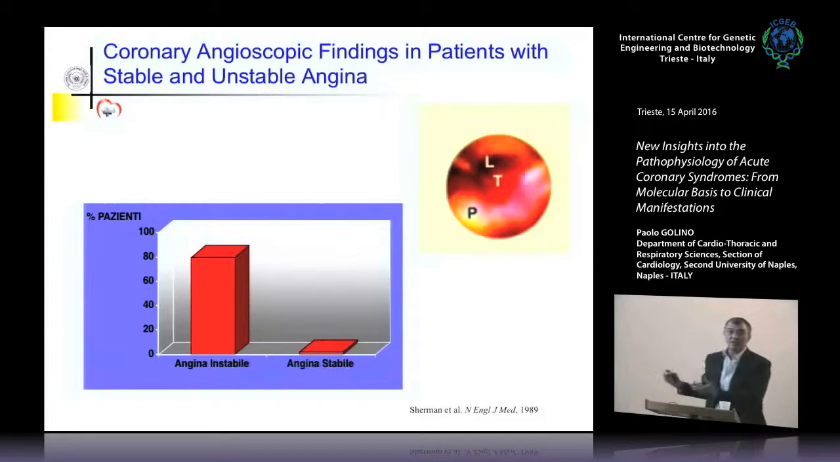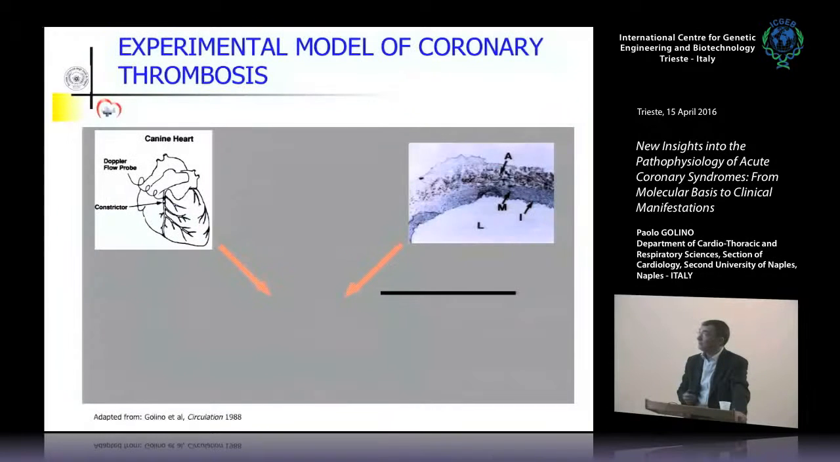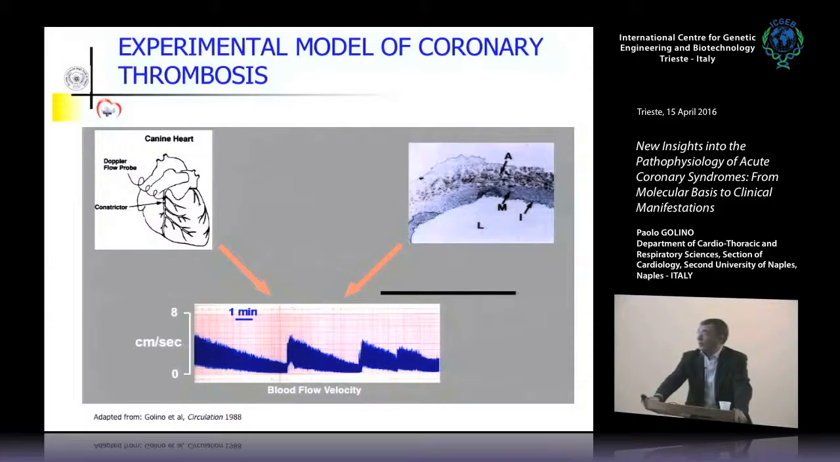So again, this was a direct demonstration that in acute coronary syndrome, there is activation of platelets and of the coagulation cascade. When I was in Jim Wilson's lab, we developed an experimental model of acute coronary syndromes, originally in the canine heart, by provoking an endothelial damage of the coronary artery and applying a plastic constrictor around it, so that we were mimicking the condition of acute coronary syndromes in humans.